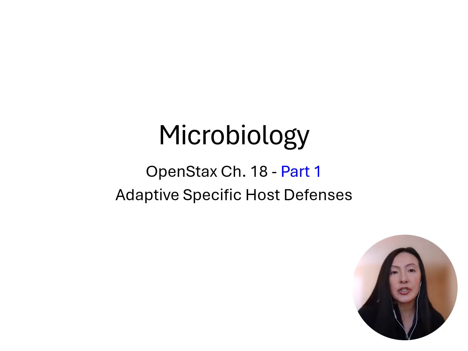Hi, and welcome back to Chapter 18. This is the first video, Part 1 on adaptive specific host defenses. In this section, we're going to look at how the adaptive immune system provides targeted, long-lasting protection. We'll contrast it with innate immunity, which is fast but not specific. Adaptive immunity is slower to start, but it's incredibly precise, and it's going to improve with each exposure.